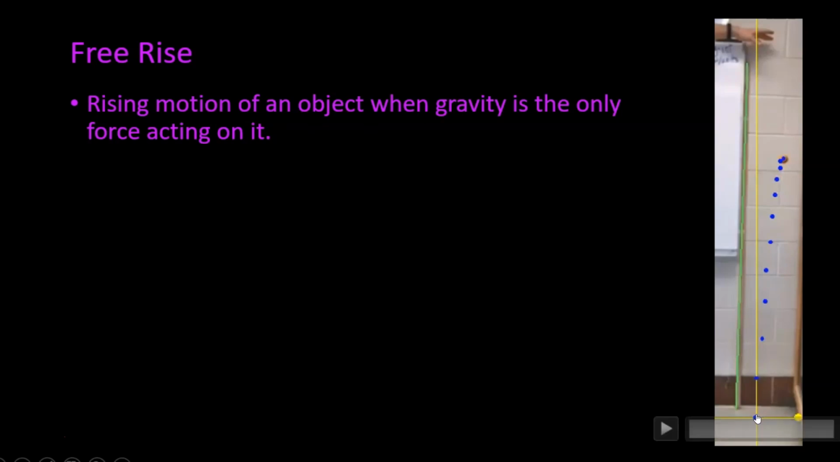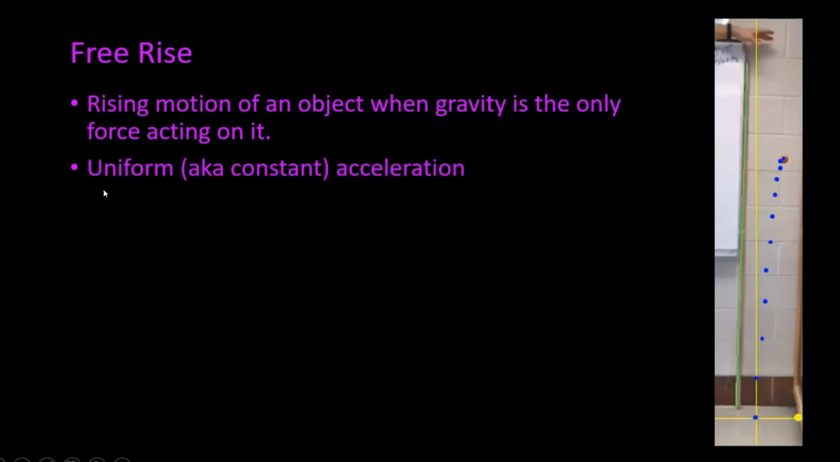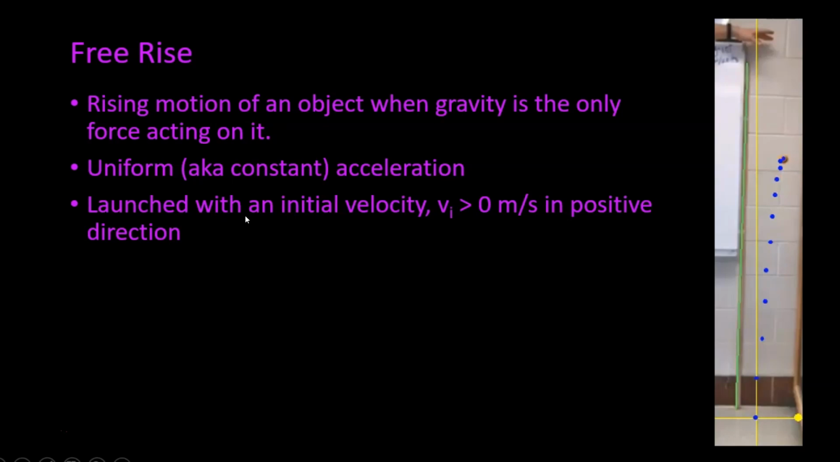So once this golf ball left the floor, as it went up in the air, the only force acting on it was gravity. It too is uniform, aka constant acceleration. For free rise to occur, the object has to be launched with an initial velocity greater than zero in the positive direction. As with free fall, when we have free rise, we're assuming the air resistance is very small, small enough that we can ignore it.